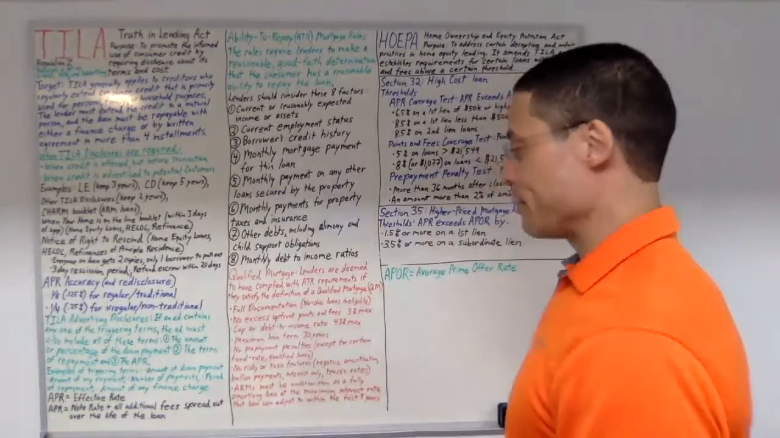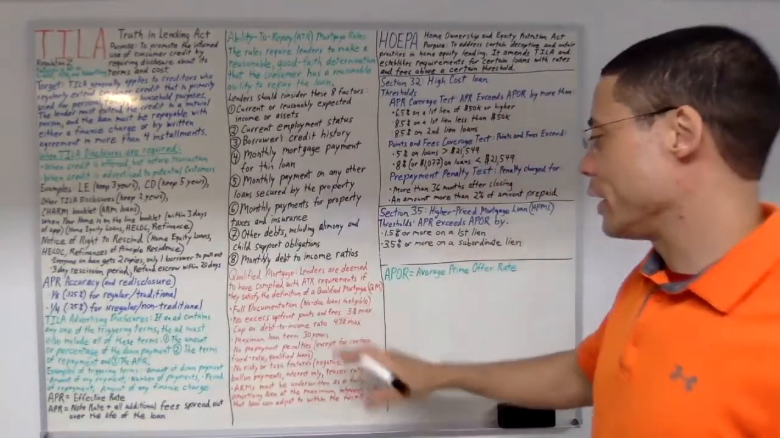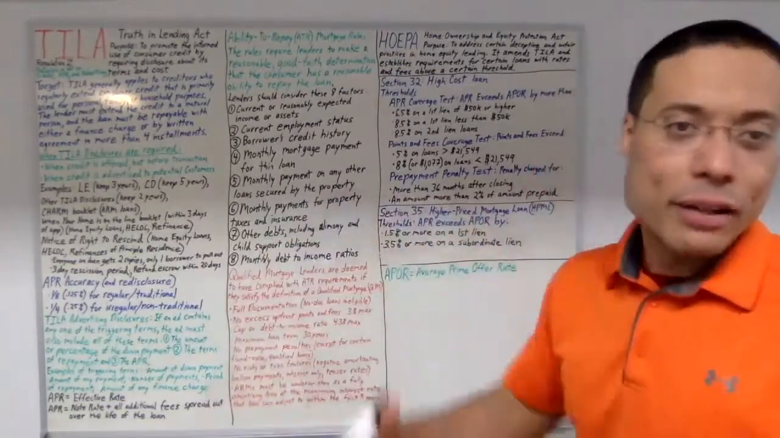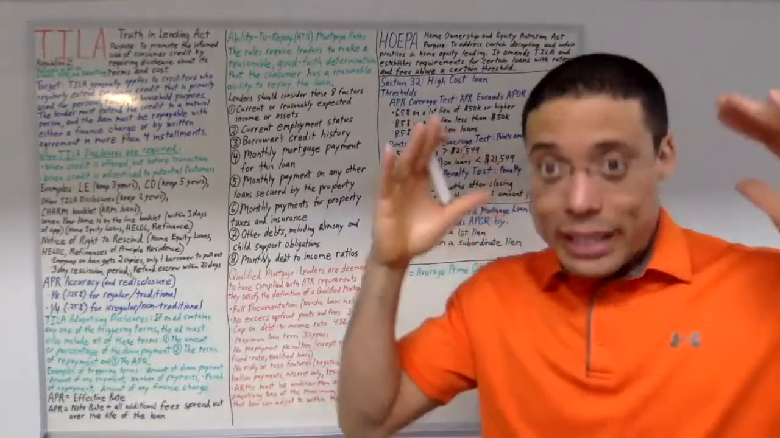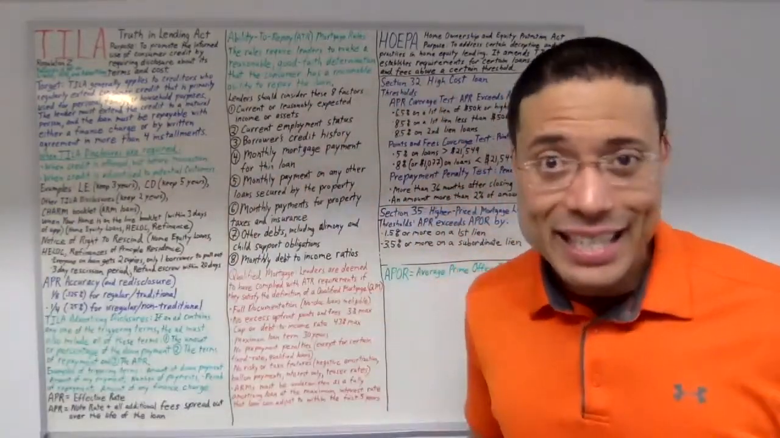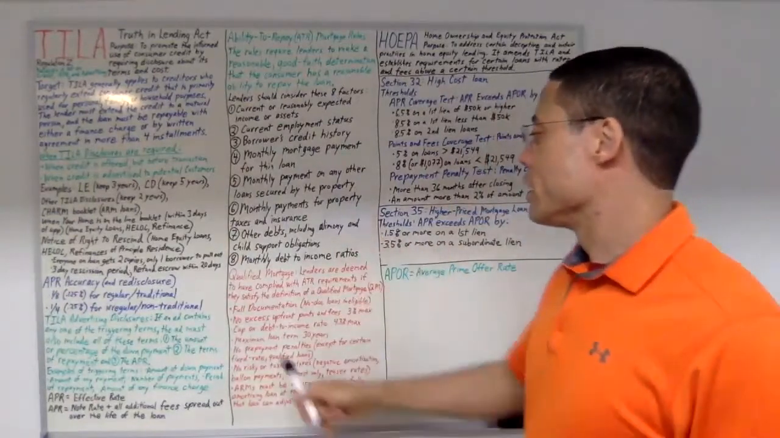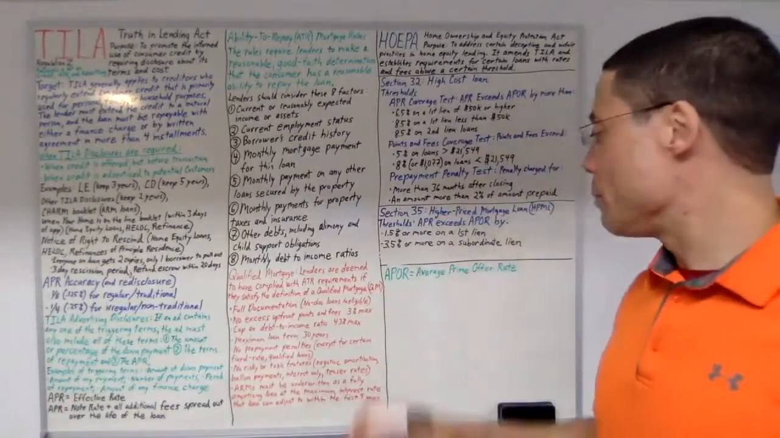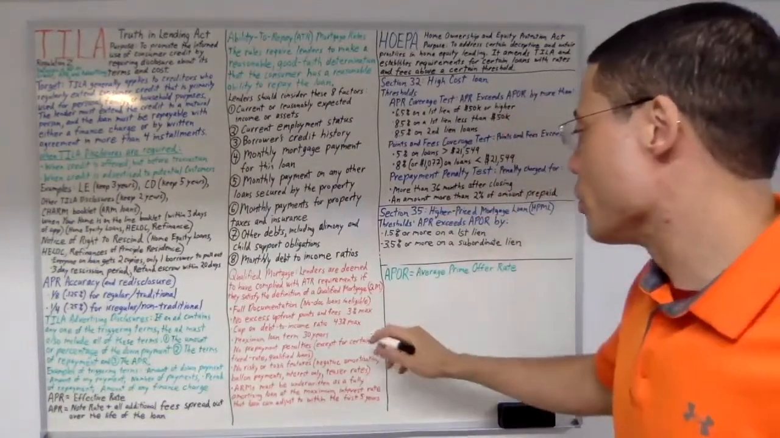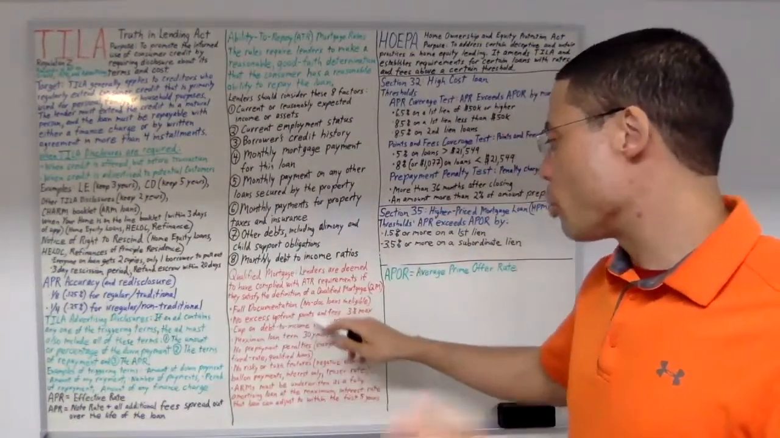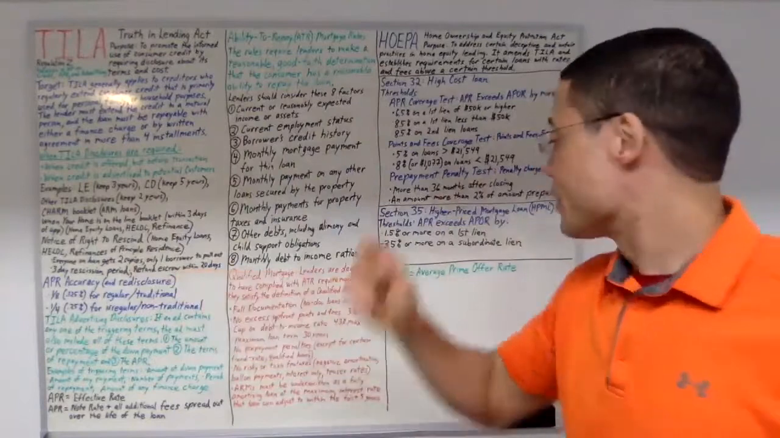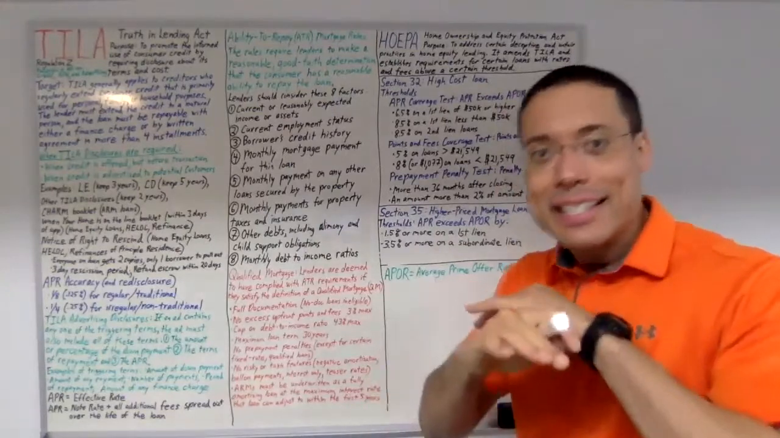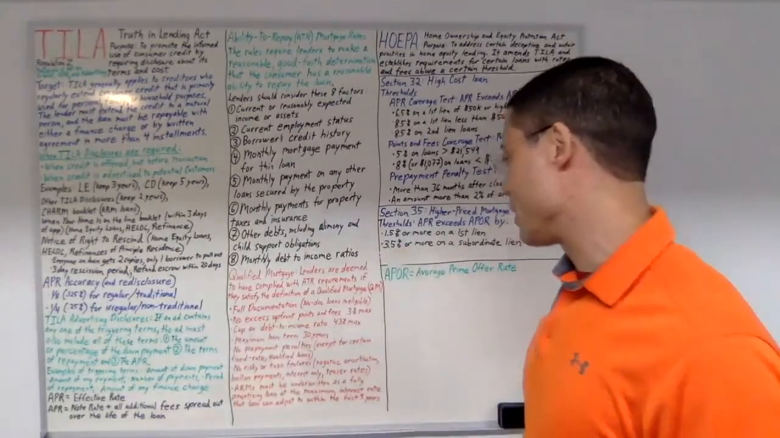Number 1, full documentation. No-doc loans are not eligible to be a qualified mortgage. Full documentation means we need to verify income. We need to verify assets. Also, no excess upfront points and fees. The maximum is 3%. The total upfront points and fees cannot exceed 3% of the loan amount. If it does, then it does not qualify to be a qualified mortgage.